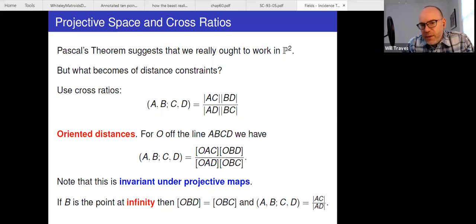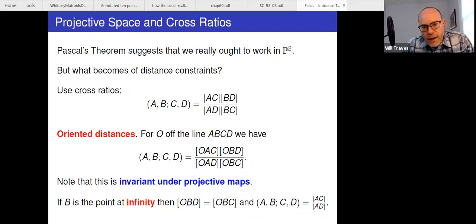So, Pascal's theorem suggests that we really ought to work in projective space, and include points at infinity and things like that. But then you might become a little concerned, because if we're working in projective space, then what's going on with all these distance constraints, right? Distances are hard to work with in projective space because it's hard to measure distances between points when you can scale the points. It's not impossible, but it's harder. That's one of the interesting things in Richter-Gebert's book, but I'll just leave it at that.